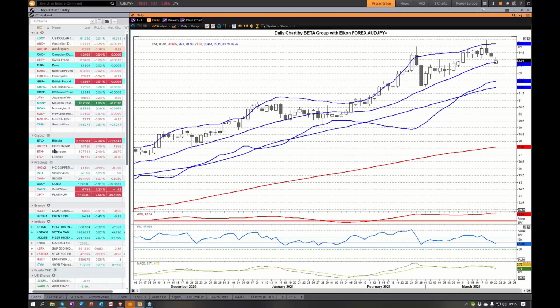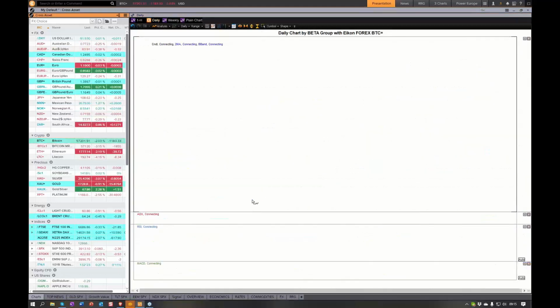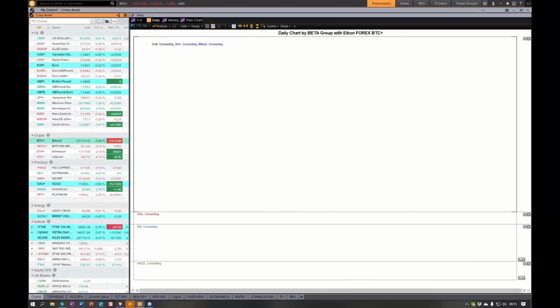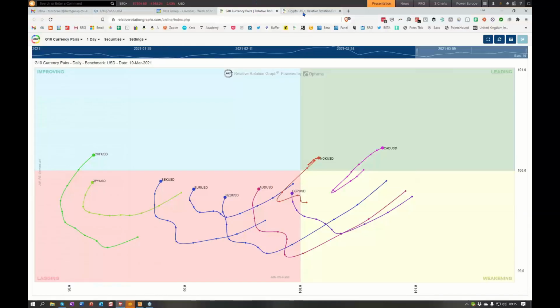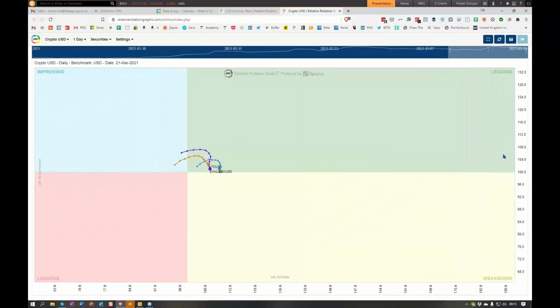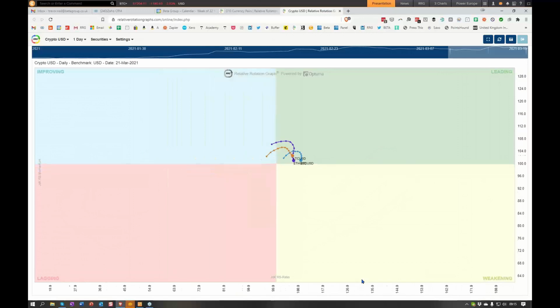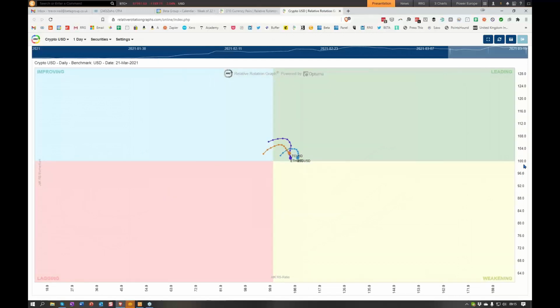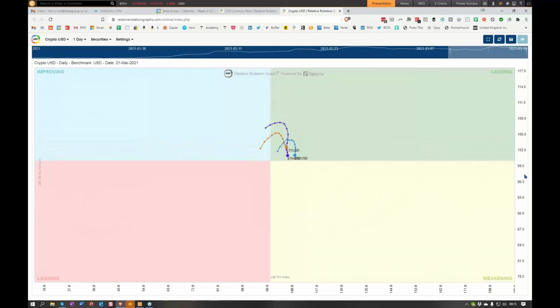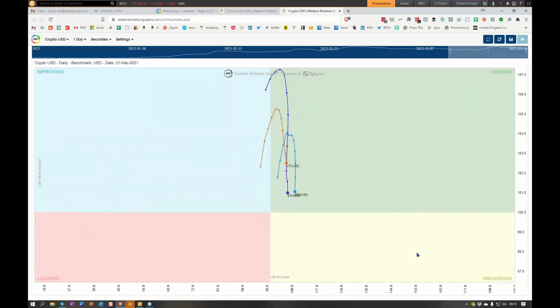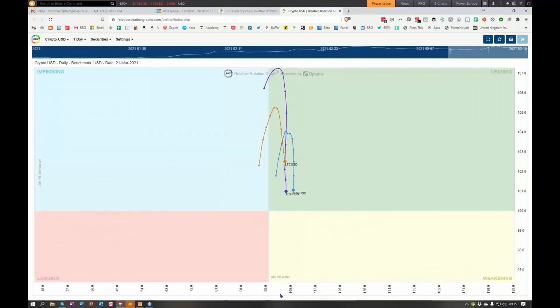Right, and so that's it. Now moving on to Bitcoin and the cryptos. Again, I'm going to go to my RRG chart here, and here we have the Bitcoin, and I've just put in a few different ones here. Let me just stretch this out a bit so you can see it a bit better.